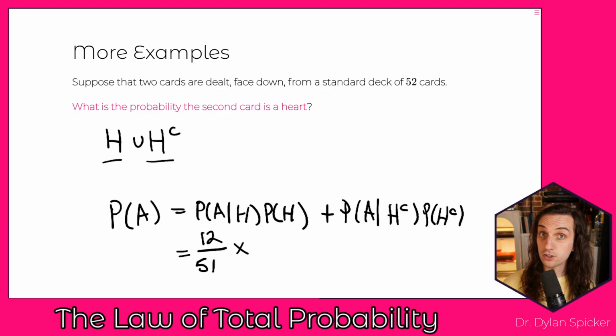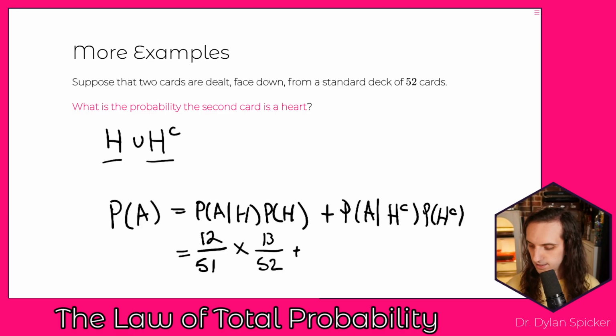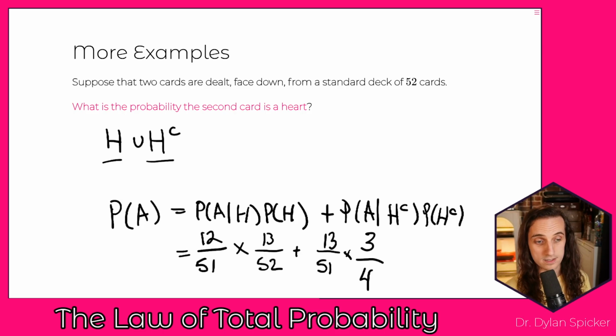What's the probability that our first card selected is a heart? Well, there are 4 suits, and each suit is equally likely. So we can write that as 13 out of 52 or 1 in 4. That's the same thing. I'll just do 13 out of 52. For our second value, what's the probability that we select a heart if we did not select a heart the first time? That's going to be 13 out of 51. And what's the probability we do not select a heart on the first draw? That's 3 out of 4. There's a 3 out of 4 chance you don't select a heart.